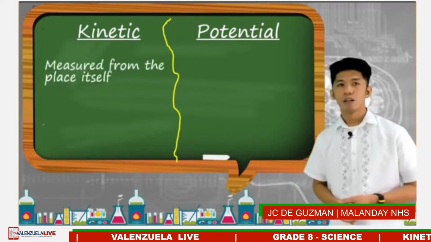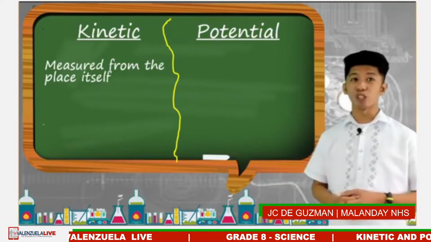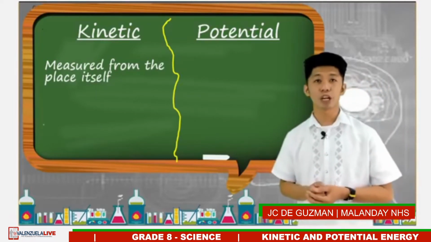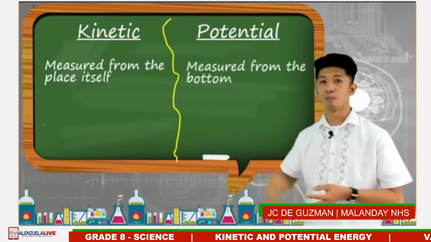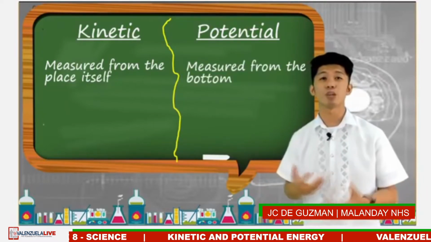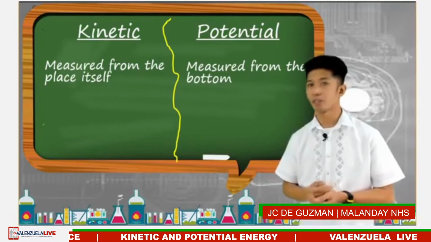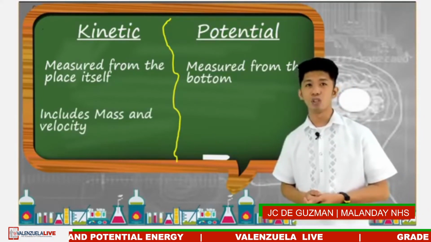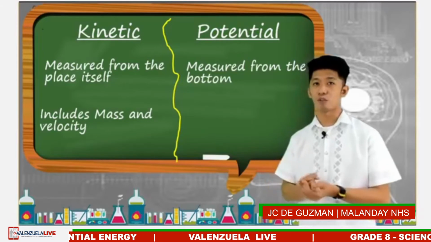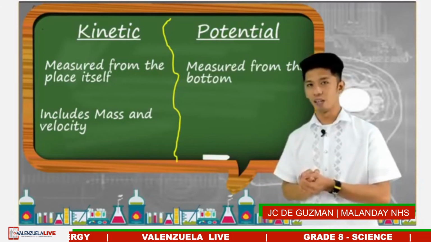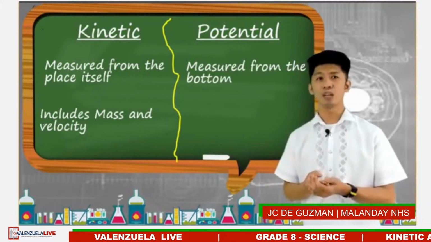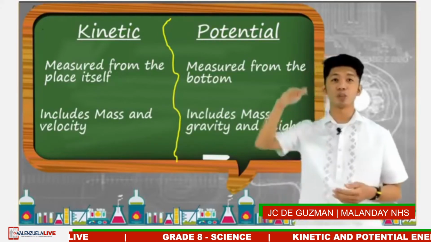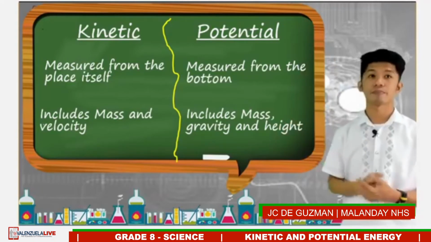Also, kinetic energy is measured from the place itself, while potential energy is measured from the bottom, because it has something to do with gravity. Later on, I'll be discussing that. And lastly, kinetic energy includes mass and velocity, while potential energy includes mass, gravity, and the position or height of an object.